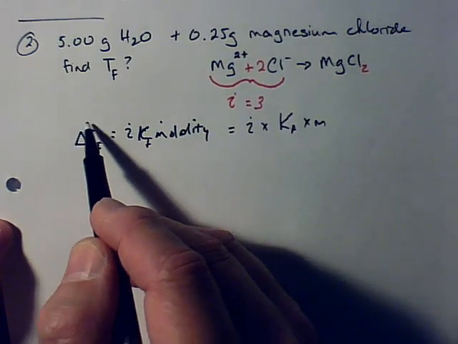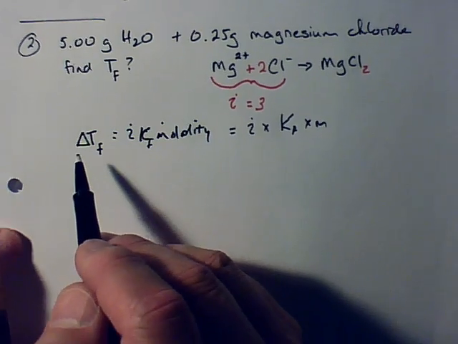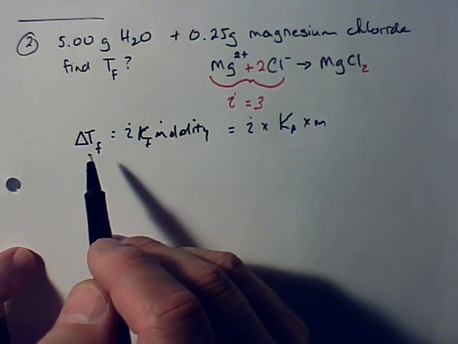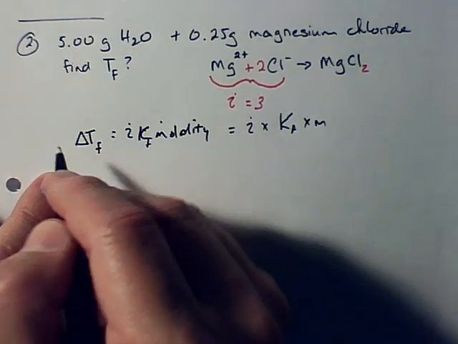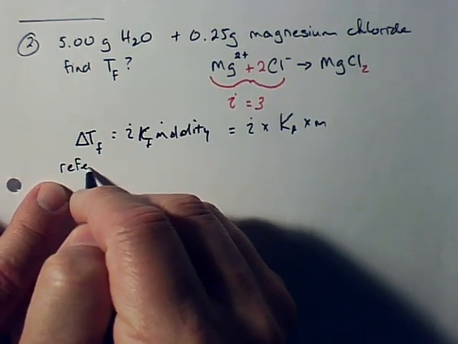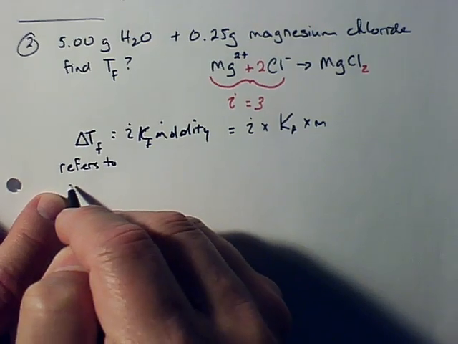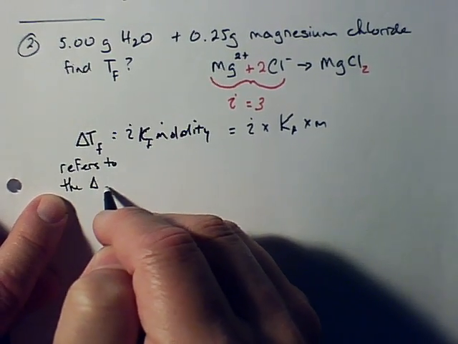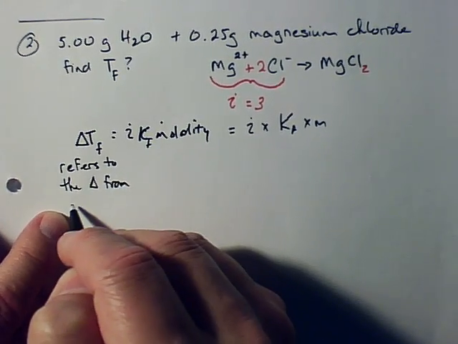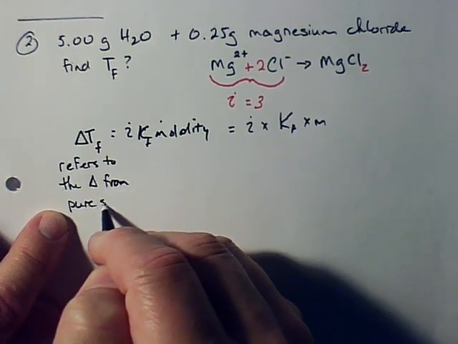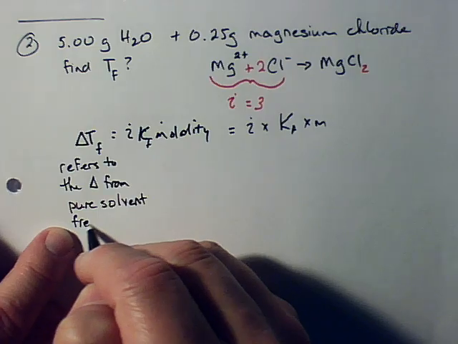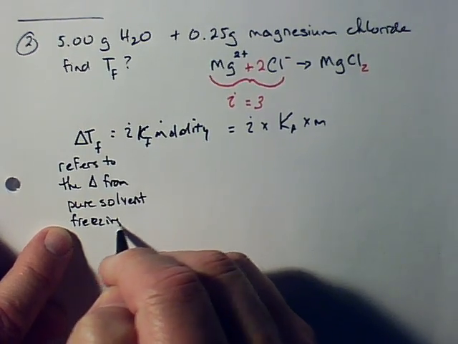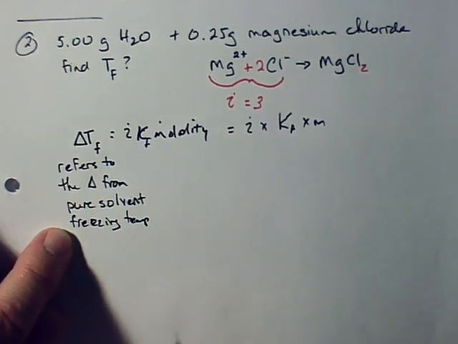Well, this is the first thing we're trying to find. We've got to find this first before we can actually find the freezing temperature. This is the change in freezing temperature, and this change refers to the change from the pure solvent freezing temp. Okay?